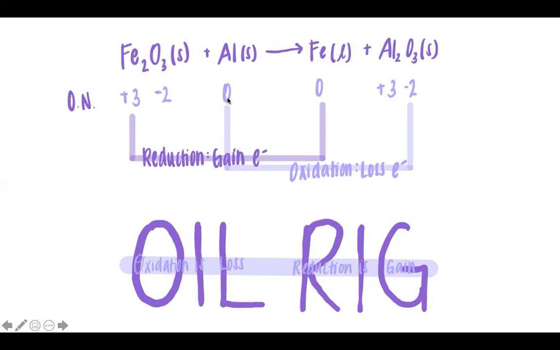Aluminum is now losing electrons. I'm sorry, this line's a little confusing. It should be to this +3, but it is losing electrons, so it is gaining a more positive charge. Now again, back to our mnemonic, OIL RIG: oxidation is loss, reduction is gain. So you can say here that iron was reduced and aluminum was oxidized.